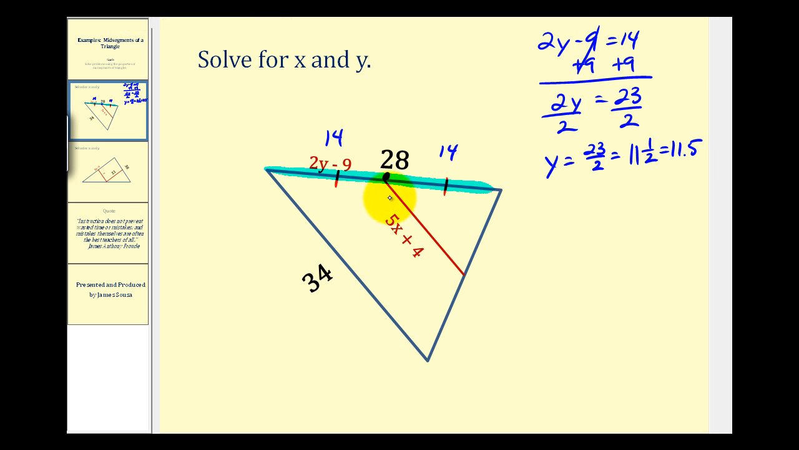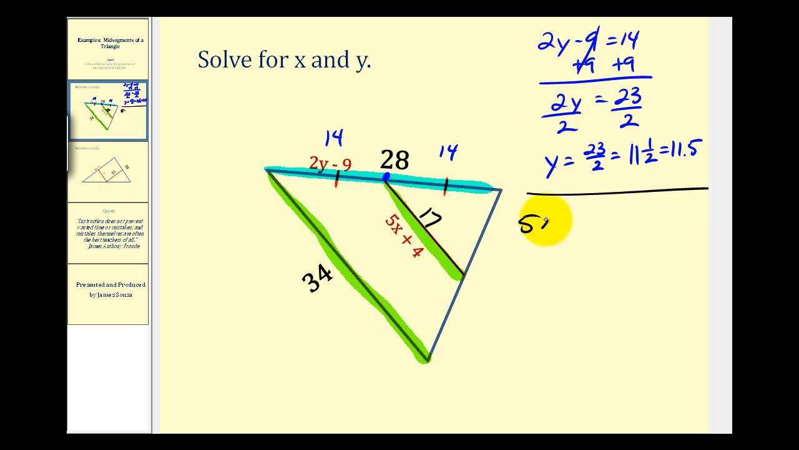Now if we take a look at the midsegment again and compare it to this side of the triangle, remember this midsegment is half the length of the parallel side of the triangle. So if the length of this side of the triangle measures 34 units, the midsegment would have to be half of that length, or 17 units. And now we have enough information to determine the value of x.